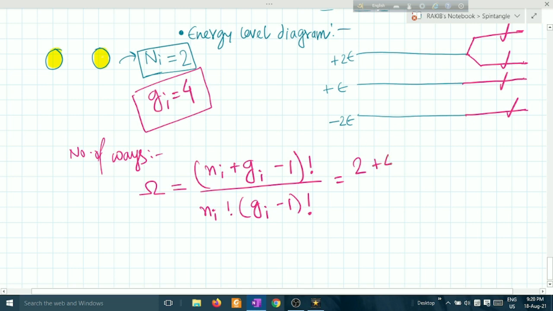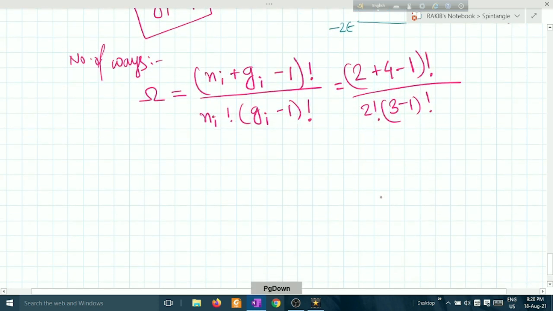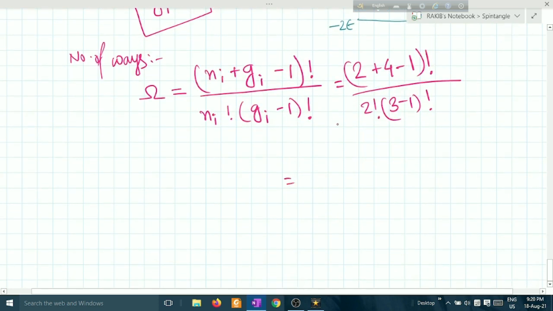It's (2 plus 4 minus 1) factorial upon here what will be ni? Ni means 2 factorial, and here it will be (4 minus 1) factorial. This means what? This means from the numerator term you can easily check this thing, that 2 plus 4 is 6 minus 1, 5 factorial. This is in the numerator, and in the denominator what is this? In the denominator you have 2 factorial. This means 2 times, here is a 2 factorial, 2 times 2, that is 4.